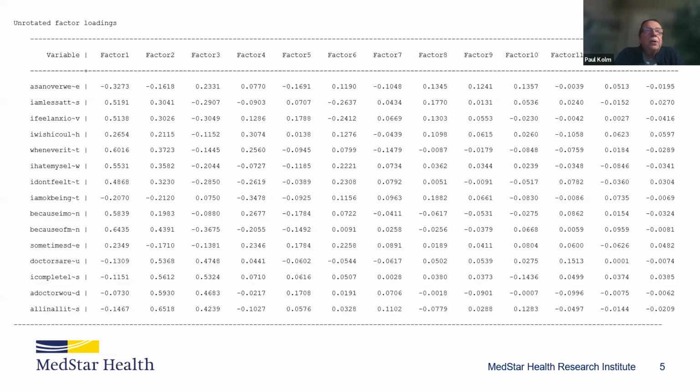And the numbers that you see here are what we call factor loadings. And so the way that factor analysis works is that factor 1 is the most important, factor 2 is the second most important, and so on. And you can sort of see this by looking at the factor loadings, that as we get down to factors 10, 11, 12, and 13, you can see that the factor loadings are very small.